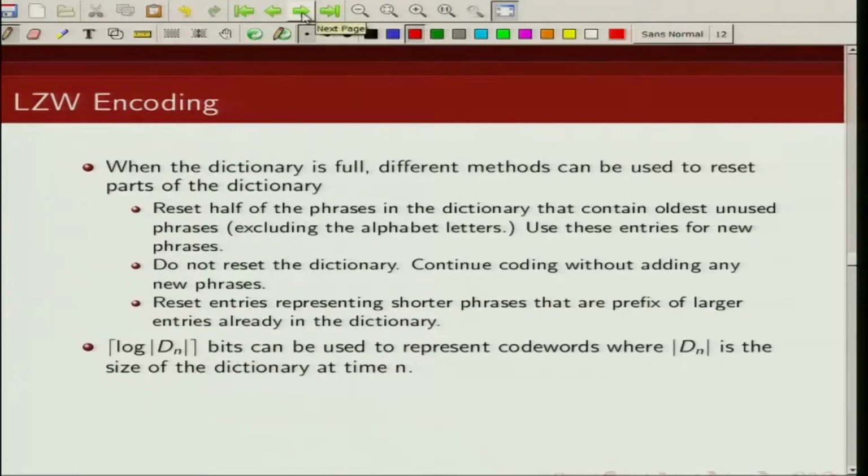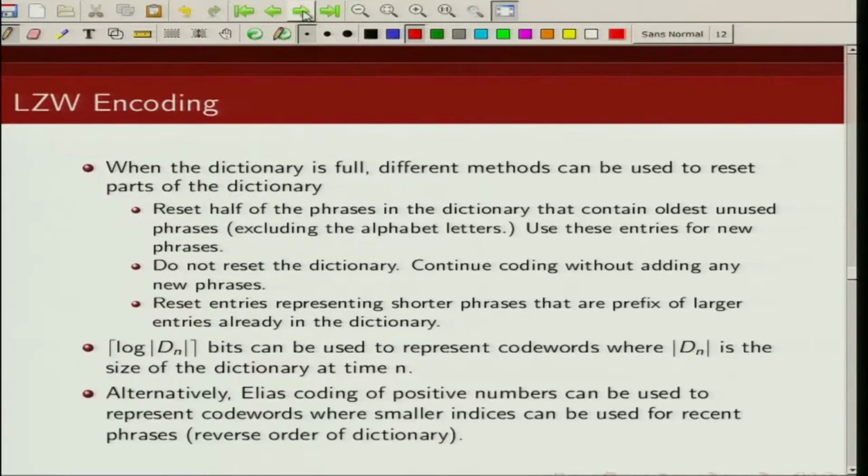So if this is the size of the dictionary, we will require this many bits to represent our code words. Alternately, we can also use coding of positive numbers, which was given by Elias. We can use that to encode these code words. Now this Elias coding of positive numbers we'll talk about in the next week's lecture.